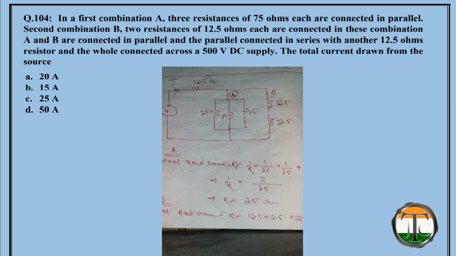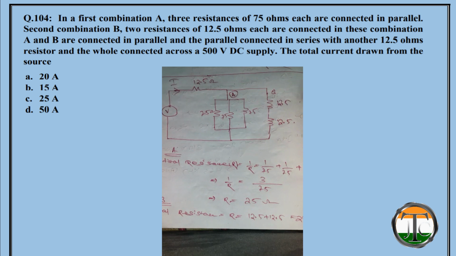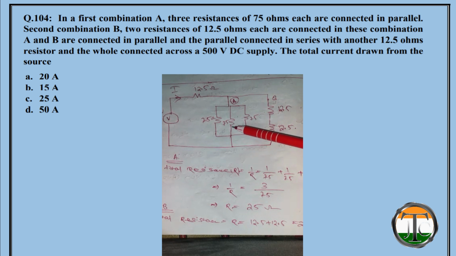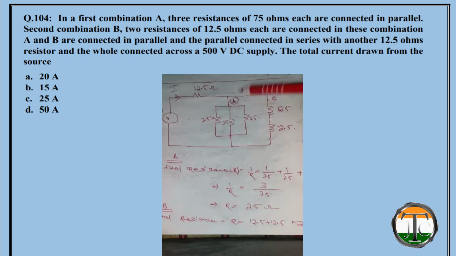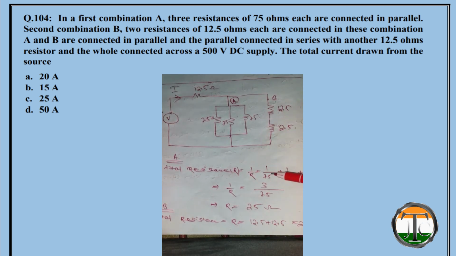So the question is to find the total input current flowing in the circuit. First of all, we know I is equal to V by R. V we know is 500 volt. We need to calculate the total resistance value. First calculate the total resistance of the A terminal. These are connected in parallel, so 1 by R is equal to 1 by 75 plus 1 by 75 plus 1 by 75.